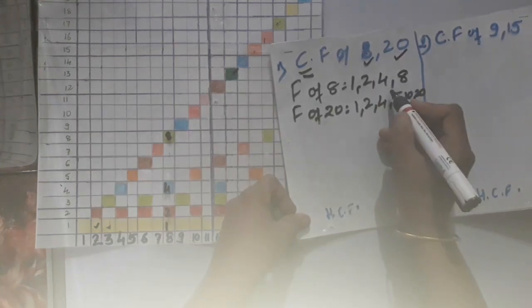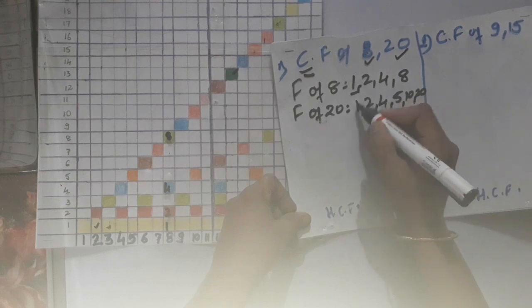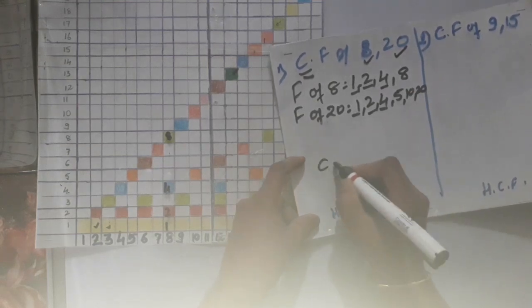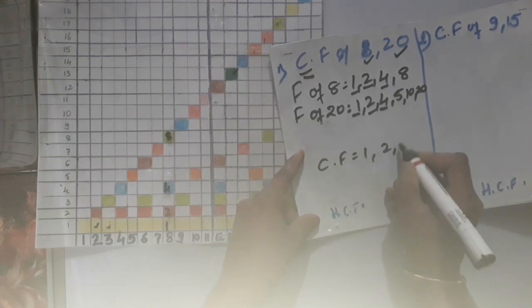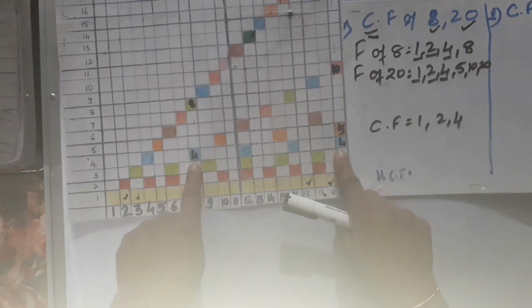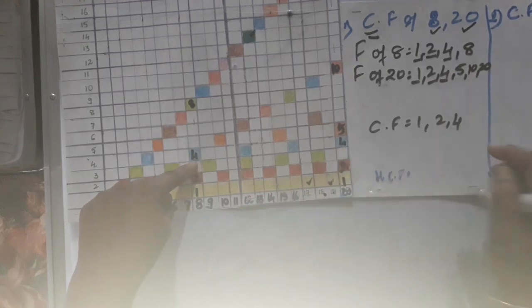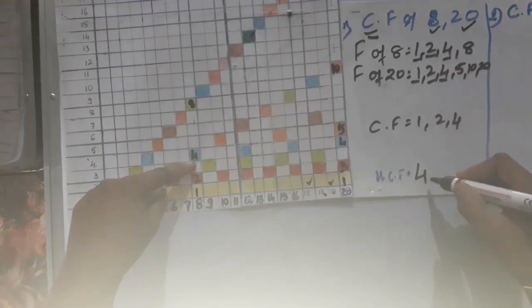Here, when you have written, you can see 1 is common, 2 is common, 4 is also common. So which are the common factors? 1, 2 and 4. Here also you can see in the grid 1, 2, 4. These are the common factors. And out of these, which is the highest common factor? That is 4. So HCF of 8 and 20 is 4.